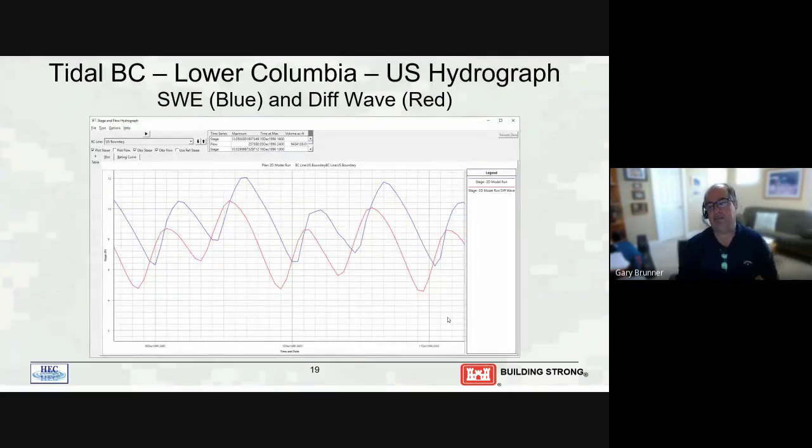Now here's a plot of water surface versus time at the upstream end. And again, dark blue is the full equations and red is the diffusion wave. So you can see at the upstream end, the water surfaces are much higher with the shallow water equations, just in general, because the tide has a much greater effect due to the inclusion of those acceleration terms.